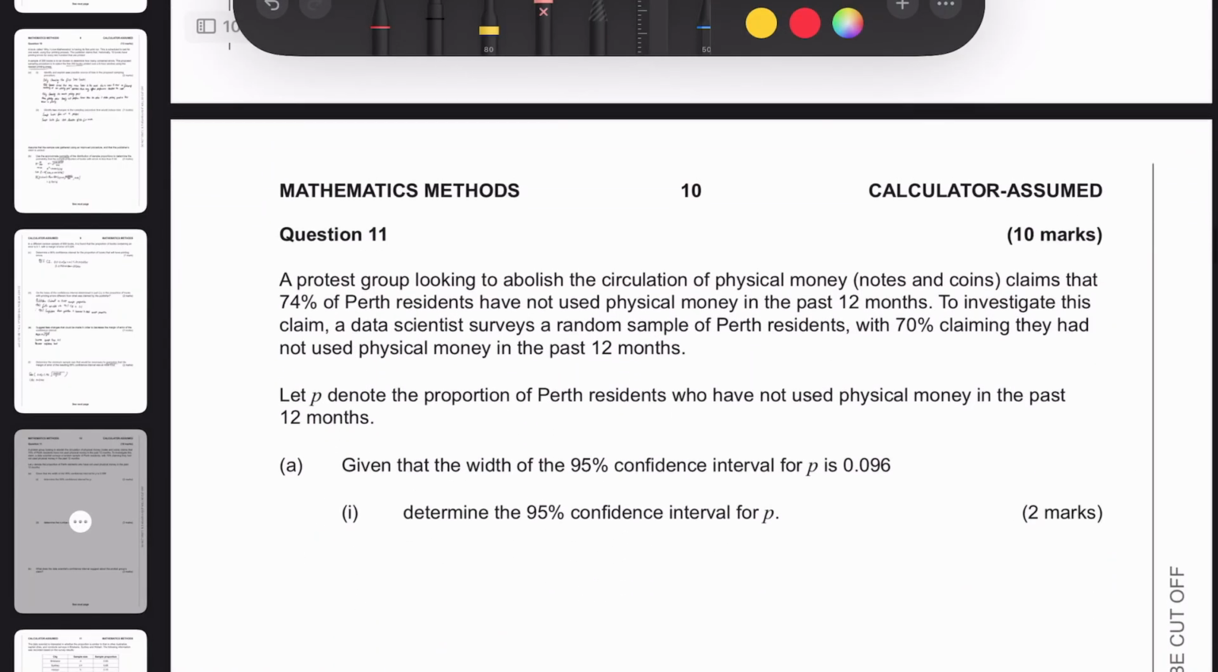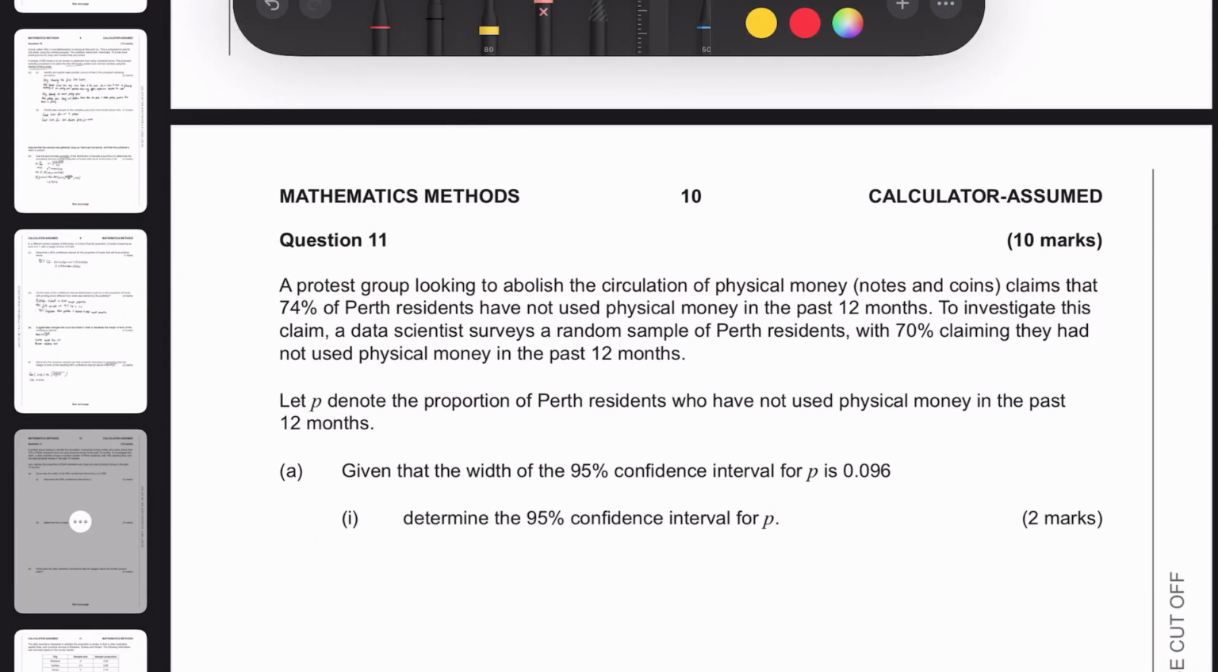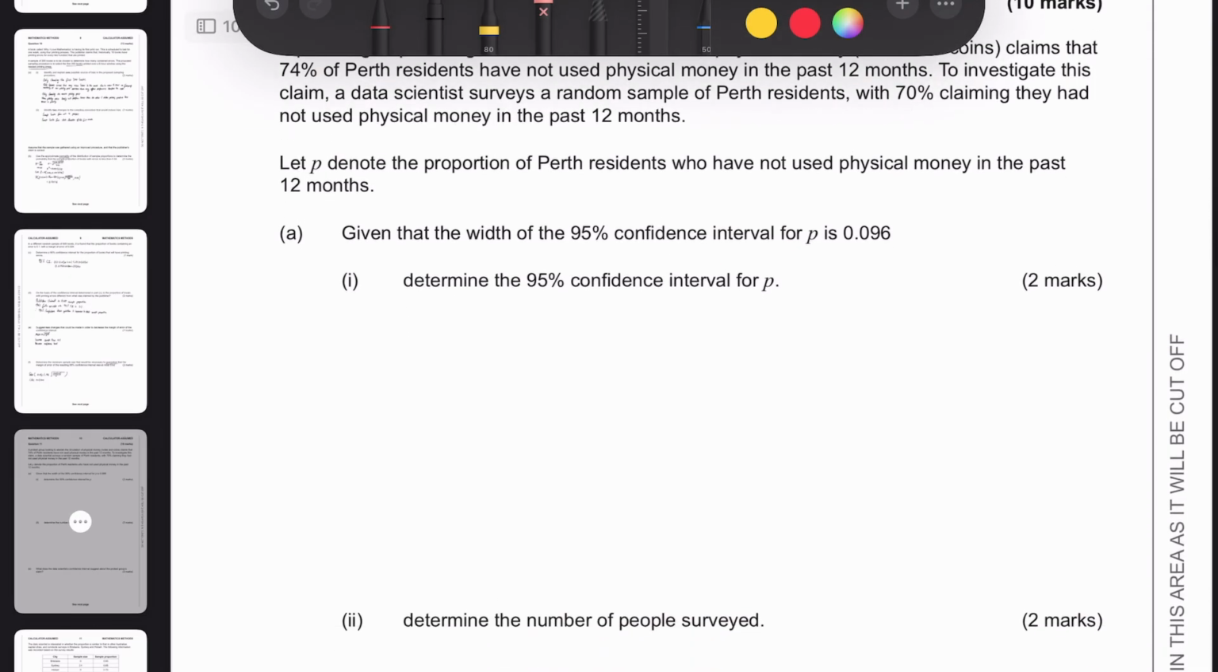Okay. A protest group looking to abolish the circulation of physical money, notably coins, claims that 74% of Perth residents have not used physical money in the past 12 months. To investigate this claim, a data scientist surveys a random sample of Perth residents, with 70% claiming they have not used physical money in the past 12 months. Let P denote the proportion of Perth residents who have not used physical money in the past 12 months. Given that the width of the 95% confidence interval is 0.096, determine the 95% confidence interval for P.